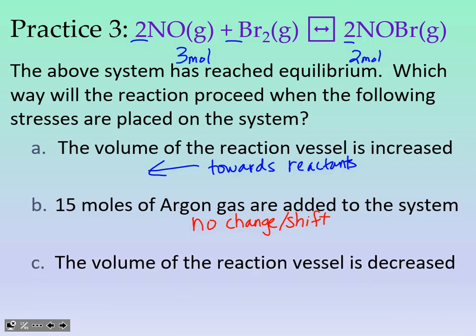Next one, the volume of the reaction vessel is decreased. So volume is decreased, that means pressure increases. So which way do we proceed? Towards the products, very good. Side with fewer moles, that would be true. Get back to that Kp.